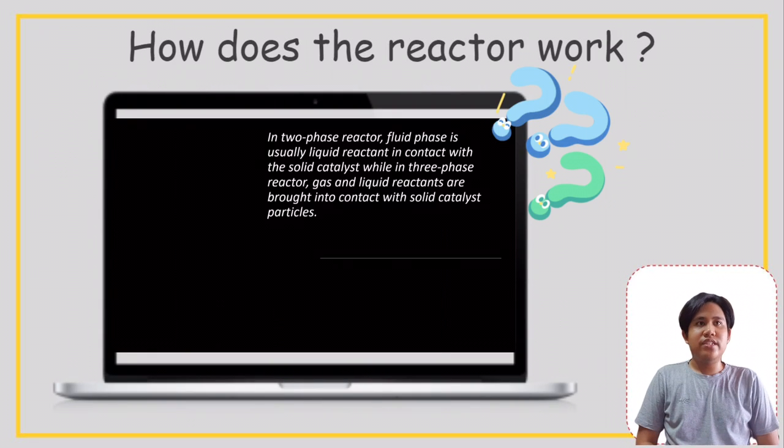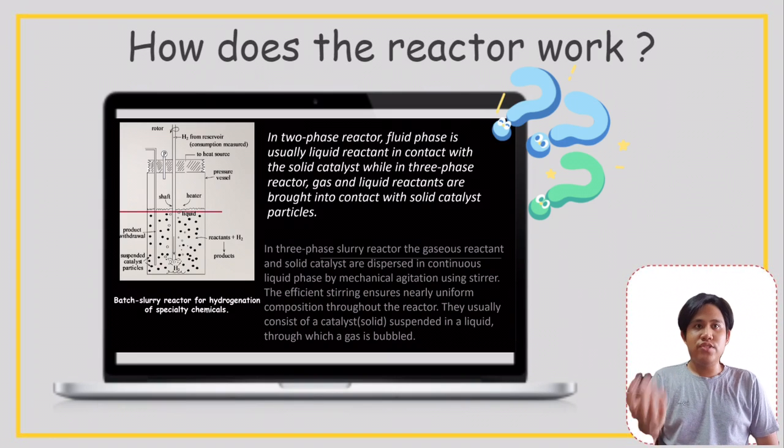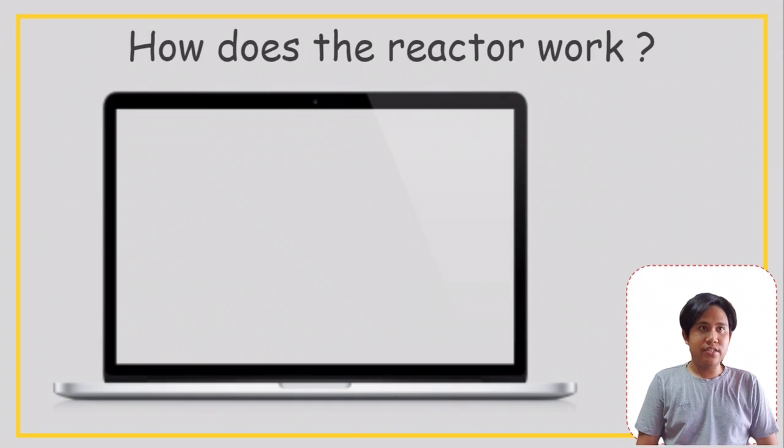In a two-phase reactor, the fluid phase is usually a liquid reactant in contact with the solid catalyst, while in a three-phase reactor, gas and liquid reactants are brought into contact with a solid catalyst particle. In a three-phase slurry reactor, the gaseous reactant and the solid catalyst are dispersed in a continuous liquid phase by mechanical agitation using a stirrer. The efficient stirring ensures nearly uniform composition throughout the reactor.